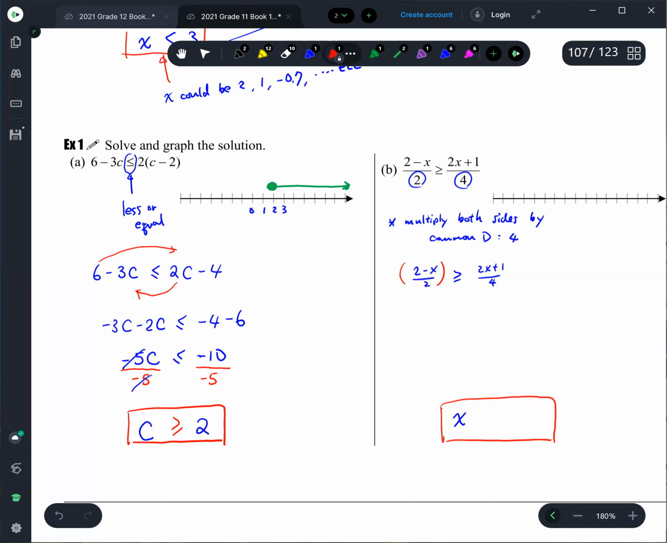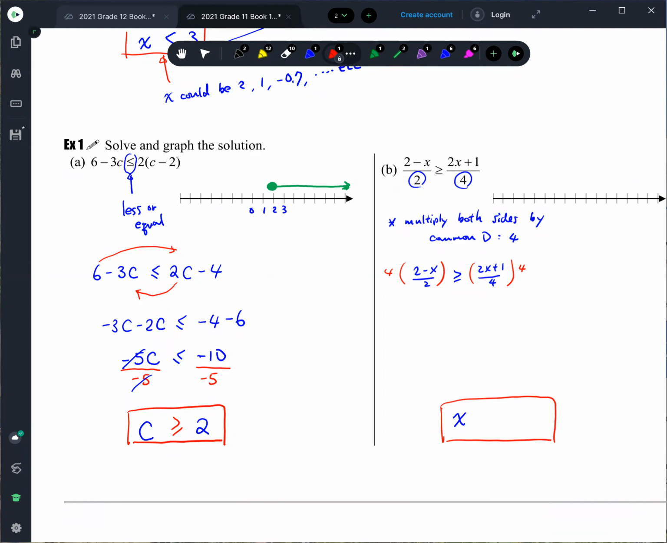Left side times it by 4, right side times it by 4. So the denominator can cancel out. Okay, once you got rid of the denominator, then you can start to expand and start moving, all right? Okay, please raise your hand if you have the final answer.